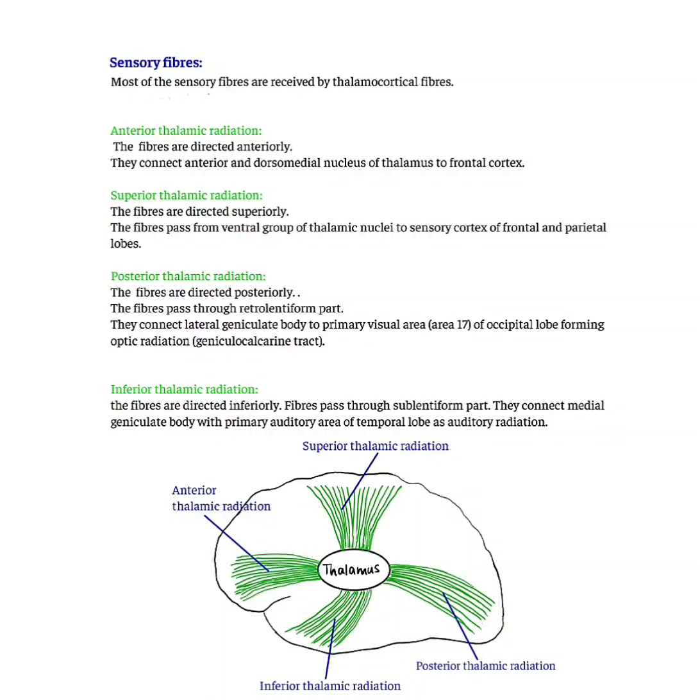Anterior thalamic radiation: the fibers are directed anteriorly. They connect the anterior and dorsomedial nucleus of thalamus with the frontal cortex. Superior thalamic radiation: the fibers are directed superiorly. They pass from the ventral group of thalamic nuclei to the sensory cortex of the frontal and parietal lobes. Posterior thalamic radiation fibers are directed posteriorly. They connect the lateral geniculate body with the primary visual area of the occipital lobe and pass through the retrolentiform part. Inferior thalamic radiation: the fibers are directed inferiorly. They connect the medial geniculate body with the primary auditory area and pass through the sublentiform part.